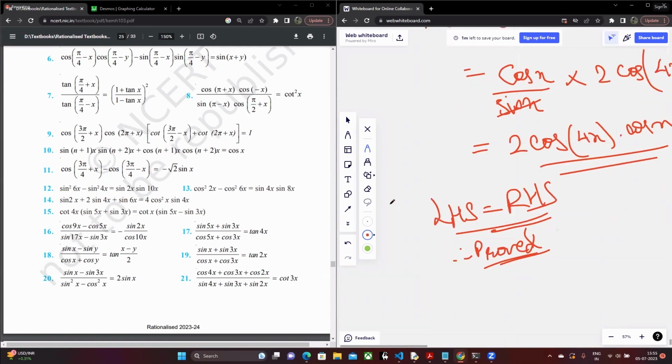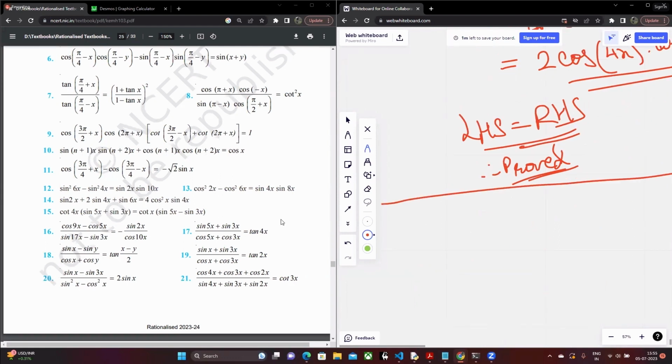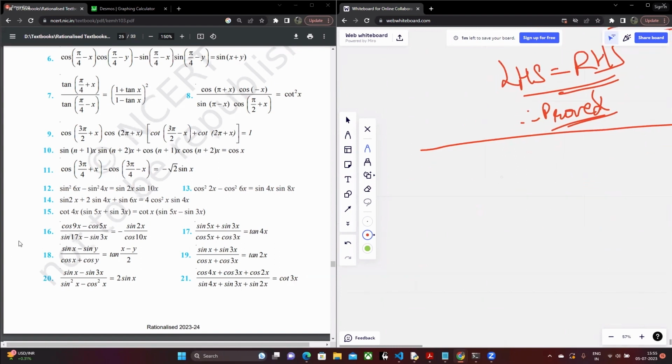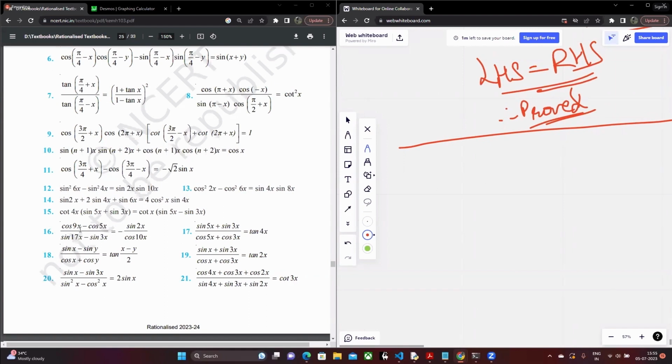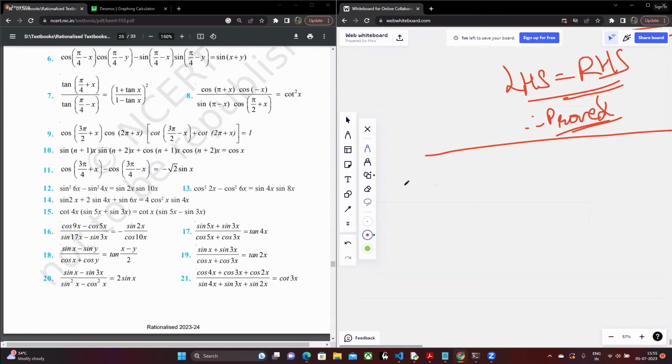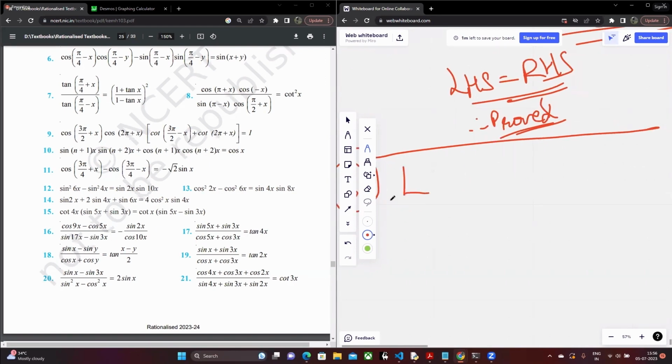All right. That finishes question number 15. Question number 16: (cos 9x minus cos 5x) divided by (sin 17x minus sin 3x) is equal to minus sin 2x by cos 10x. Again, looks pretty confusing, but it's easy, I assure you. First things first, know the numerator. For question number 16, I'll deal only with the left hand side again because the right hand side is a very simple expression.